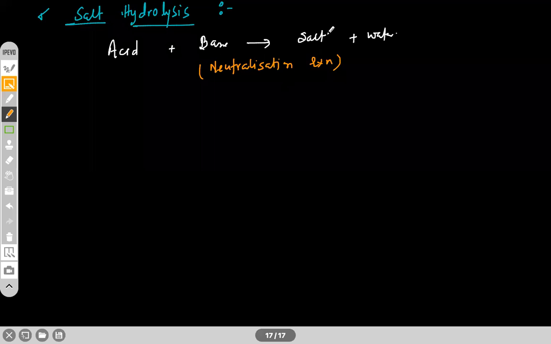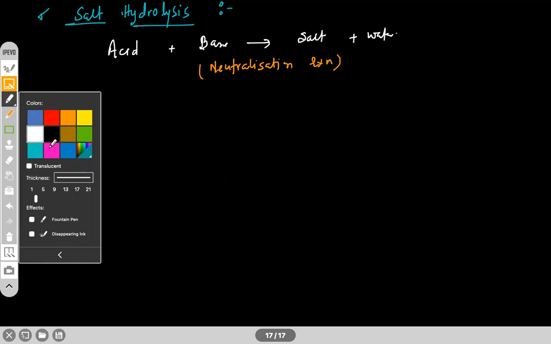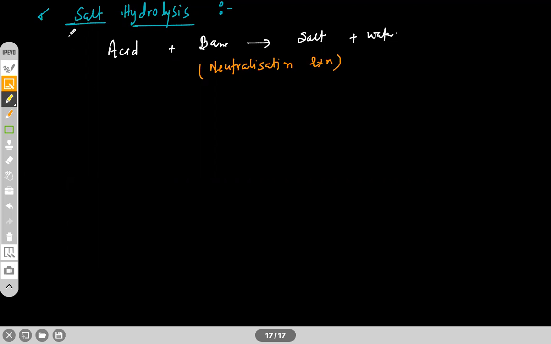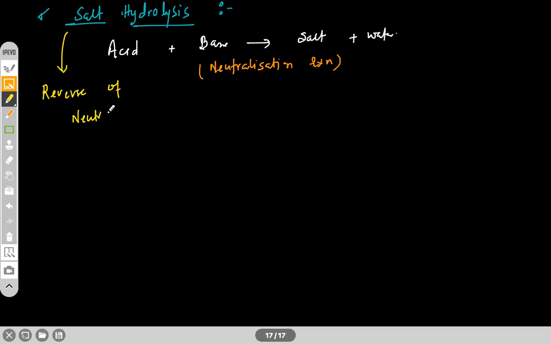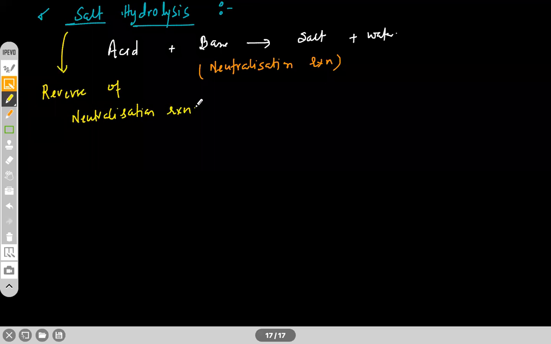Hydrolysis of salt is what? When the salt is dissolved in water. So basically, when we talk about hydrolysis of salt, it is the reverse of neutralization process. Okay, so this reaction is the reverse of neutralization reaction. And this reaction goes in backward direction, actually. We are talking about this yellow color reaction, salt in water. So what happens when you dissolve salt in water?